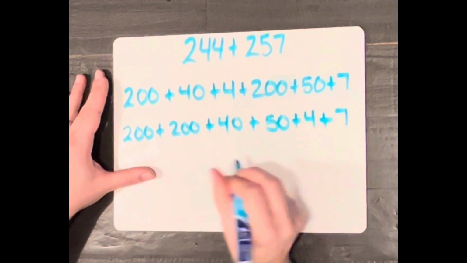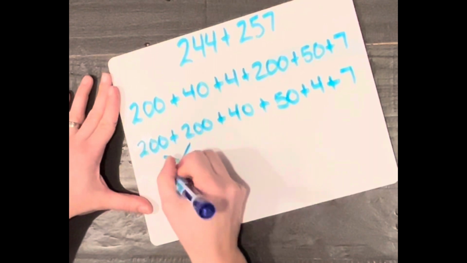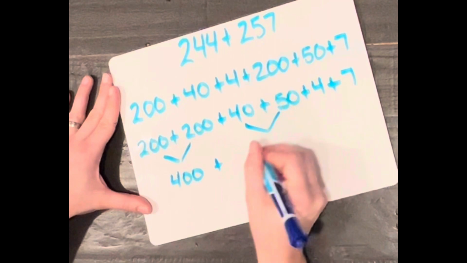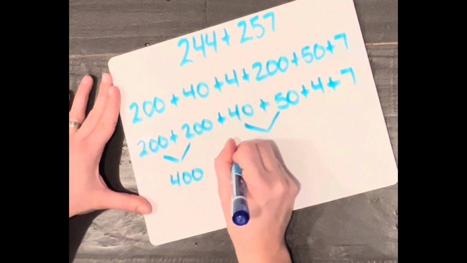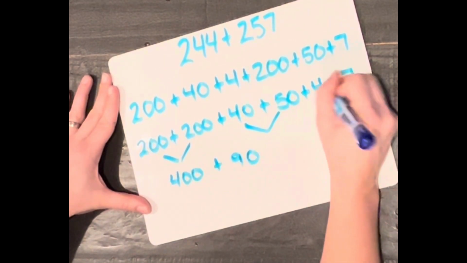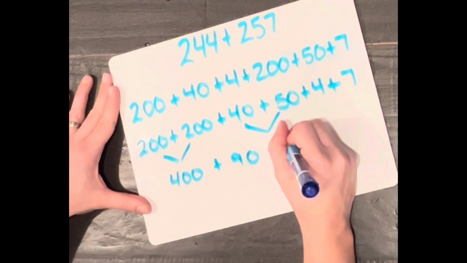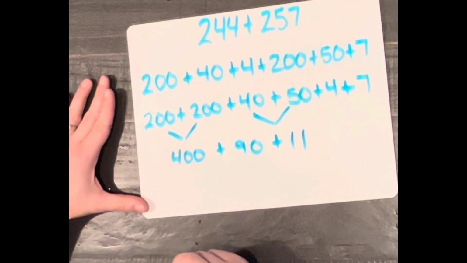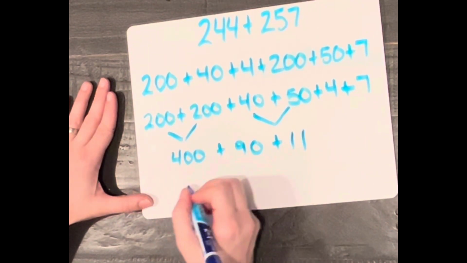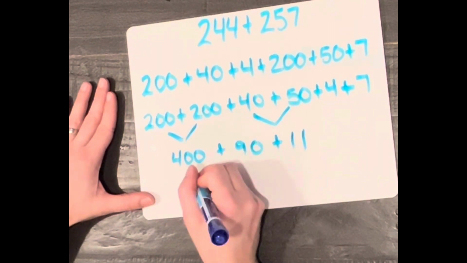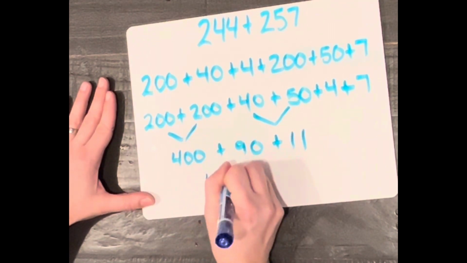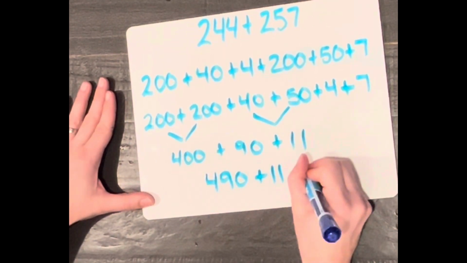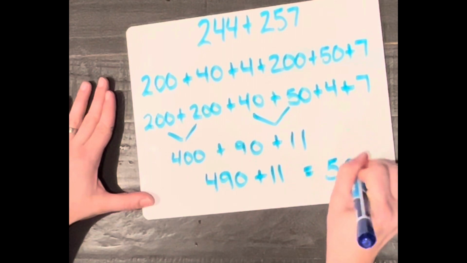Now we're going to add our 200s, which gives us 400. We're going to add our tens, which gives us 90. We're going to add our ones, which gives us 11. So now we're going to add 490 plus 11, and then we know that this equals 501.